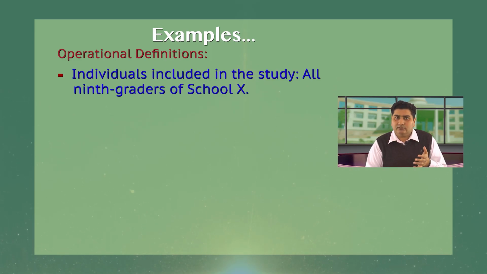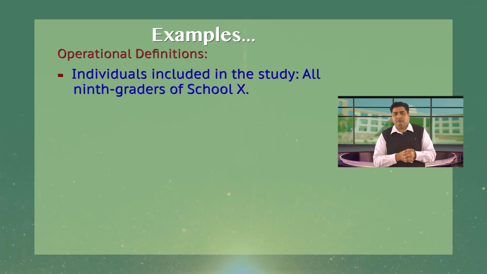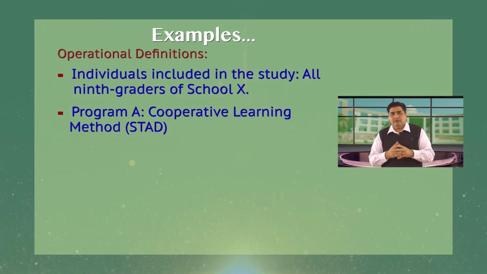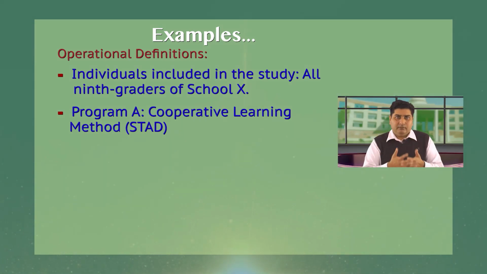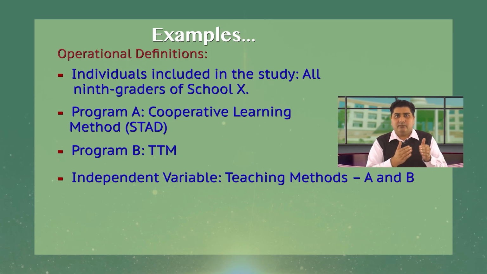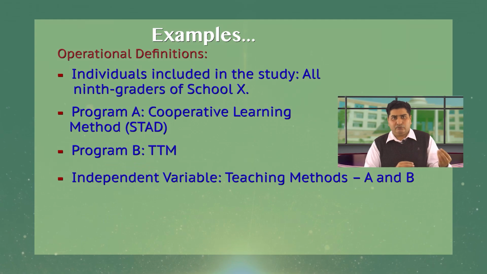In the same problem, the operational definitions may be like individuals. Who are the individuals? So the operational definition is individuals are all 9th graders of school X. The operational definition of method A is cooperative learning method, and particularly STAD developed by Slavin. Method B, traditional teaching method. In the research, independent variables are teaching methods that are A and B. One was cooperative learning, another was traditional teaching method.